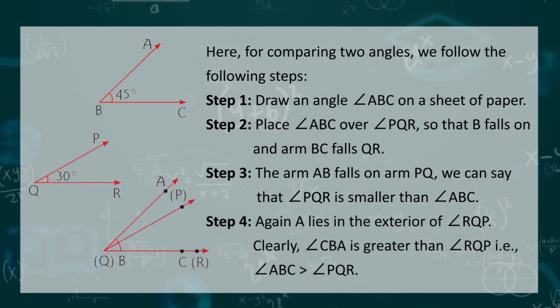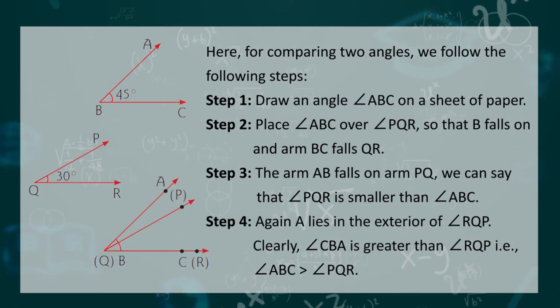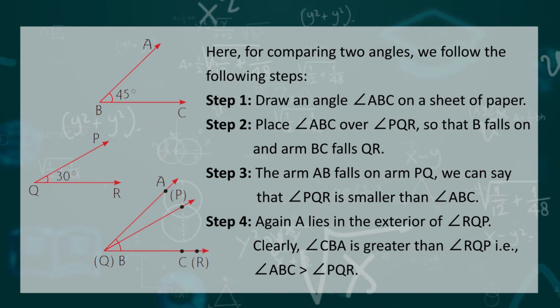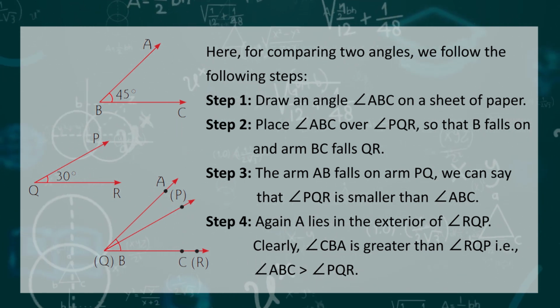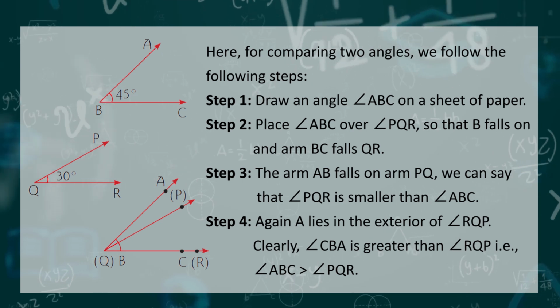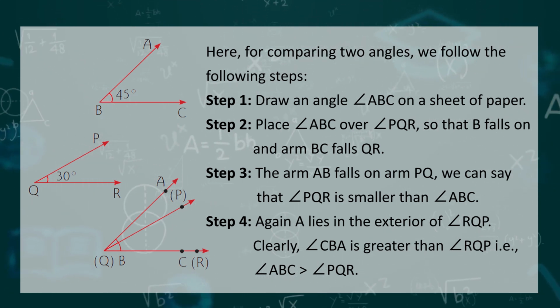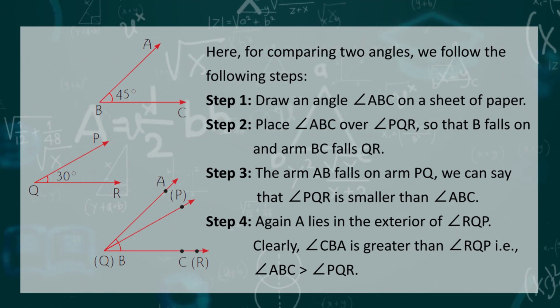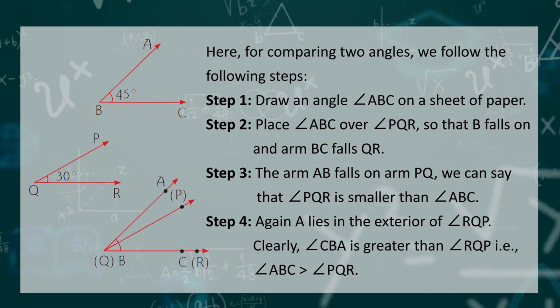Step 4. Again, A lies in the exterior of angle RQP. Clearly, angle CBA is greater than angle RQP. That is, angle ABC is greater than angle PQR.